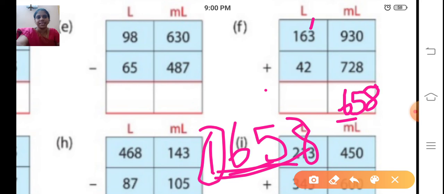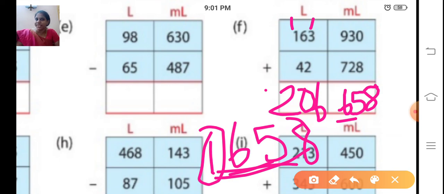Then let's add the liters. So 1 plus 3, 4. 4 plus 2, 5, 6. Then let's add the next one, 6 plus 4. After 6, 7, 8, 9, 10. So 0, 1 will be carried over. 1 plus 1, 2. So the answer is 206 liters.